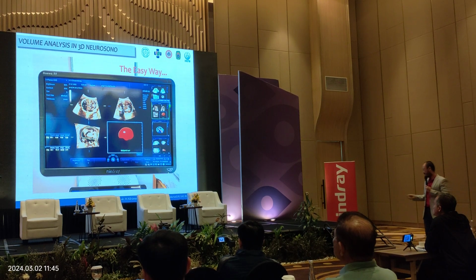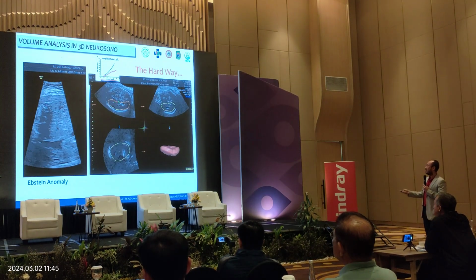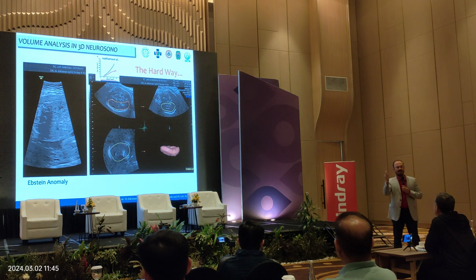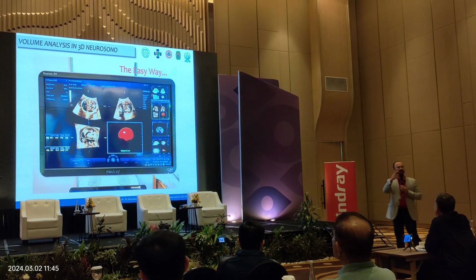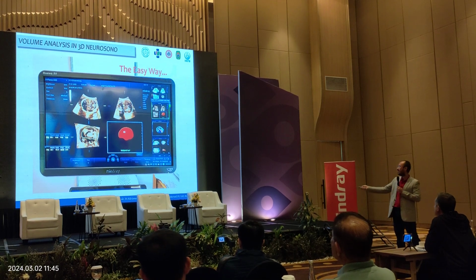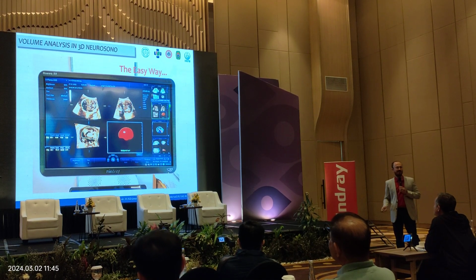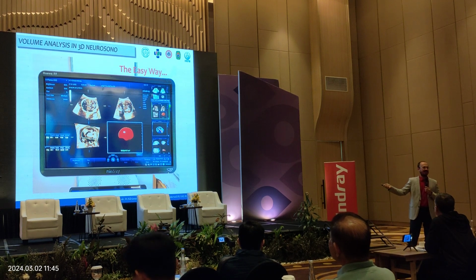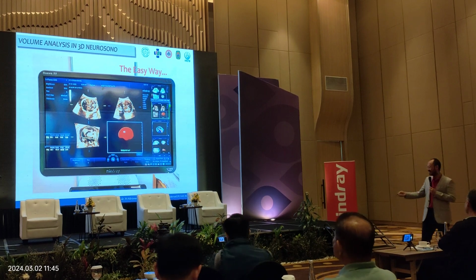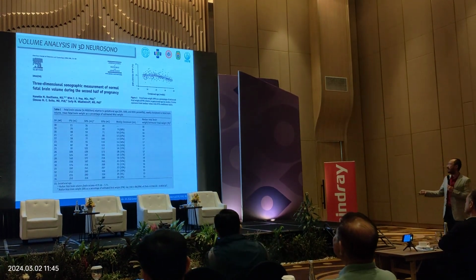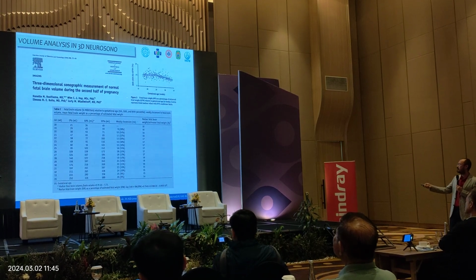But this is actually the hard one. I had to measure it at 30 degrees, 6 times, and you get the volume. But now from the Mindray machine, only 1 click, and you see the volume. So this is the easy way, and previously was the hard way. It's up to you. You want to do the hard way, as I do, or the easy way. Okay? This is a 3-dimensional sonographic measurement of the normal fetal brain.